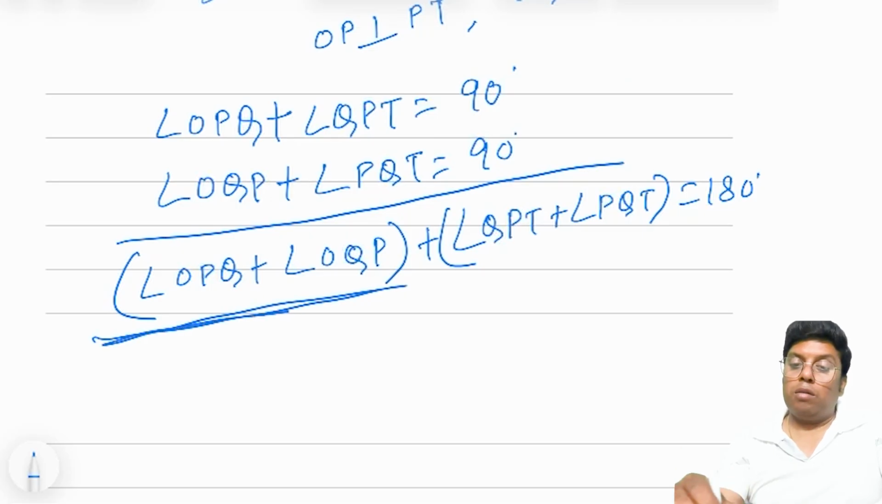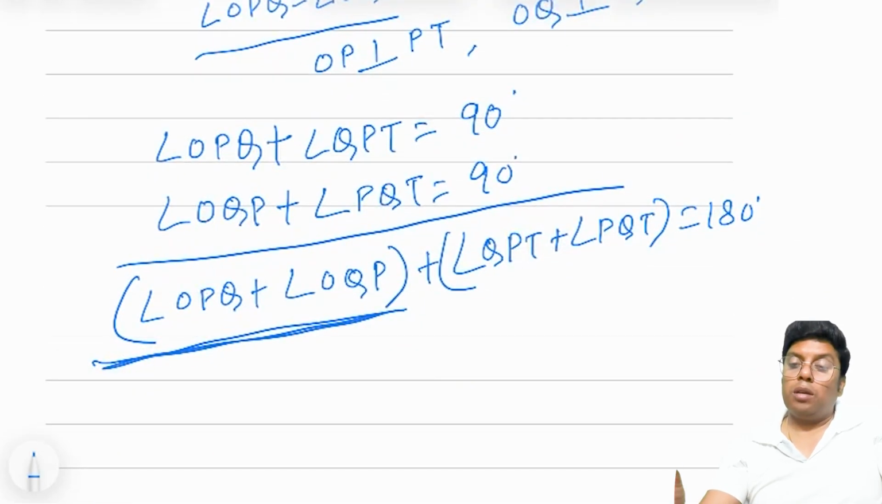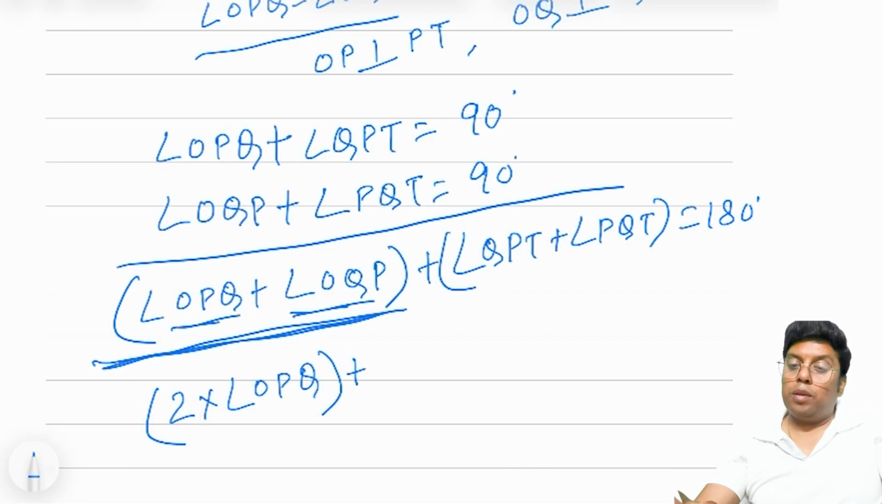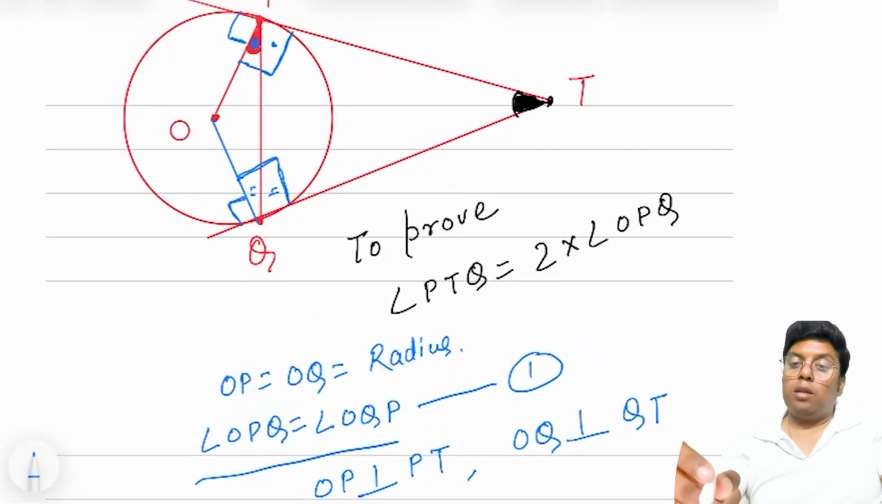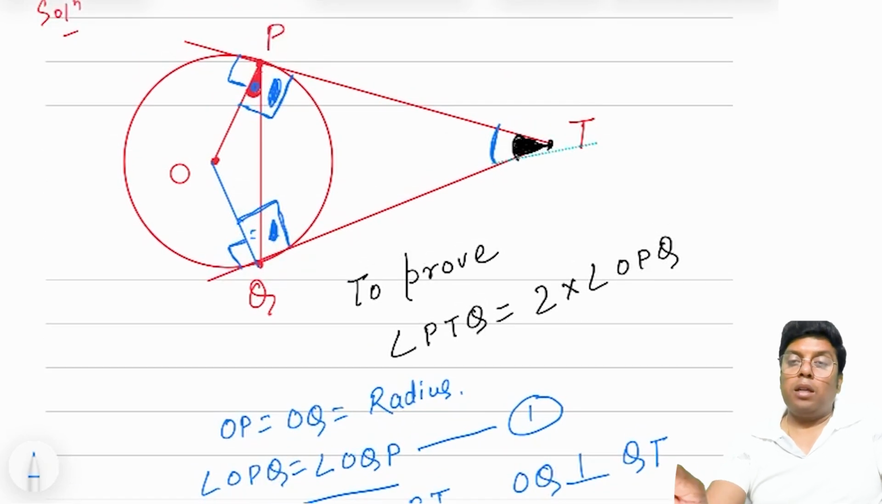Now angle OPQ plus angle OQP, here OPQ is equal to OQP, so from equation 1 we can write 2 into angle OPQ because these two angles are equal, plus these two angles, this angle and this angle, the sum of these two angles will be equal to 180 minus this angle, because in triangle PQT angle sum will be 180.